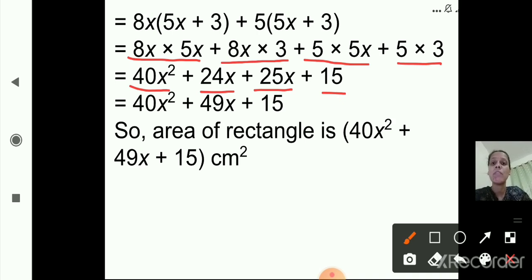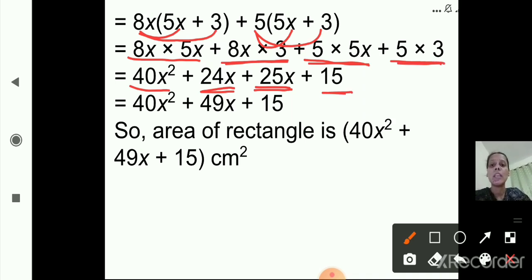Hope we are clear with this. Once again I will repeat this. 8x multiplied by 5x, 8x multiplied by 3. Here also 5 multiplied by 5x, 5 multiplied by 3, right? So 8x multiplied by 5x is 40x square. 8x multiplied by 3 is 24x. 5 multiplied by 5x is 25x, and 5 multiplied by 3 is 15.